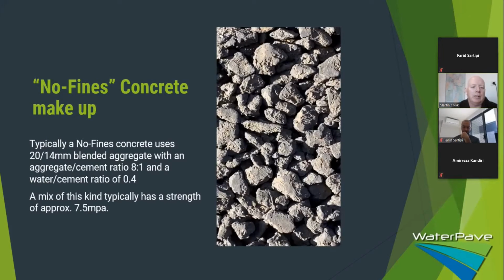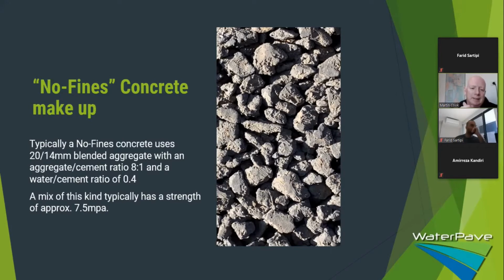No fines concrete looks like that. It's quite dry and pretty gnarly, and is usually made up of 20 to 14 mil blended aggregate. It has a cement to aggregate ratio of 8:1 and a water cement ratio of 0.4. A mix of this kind probably gets a typical MPa strength of around about 7.5.